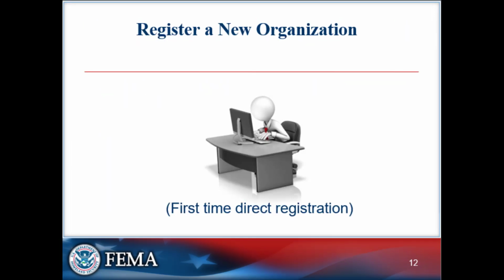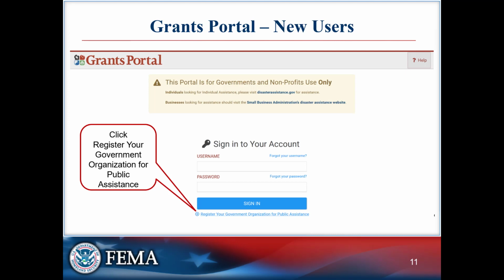So we're going to talk first to those who are brand new users who have not received any kind of email invitation to sign up and want to get registered in the FEMA grants portal system. So coming back to this initial URL of grantee.fema.gov, when you bring up this web page, you will see a sign-in area with a small blue link underneath, which says register your government organization for public assistance. You are going to click that tiny little link underneath the sign-in button because we don't yet have a username or password. So you're going to click that link to start to register your organization.